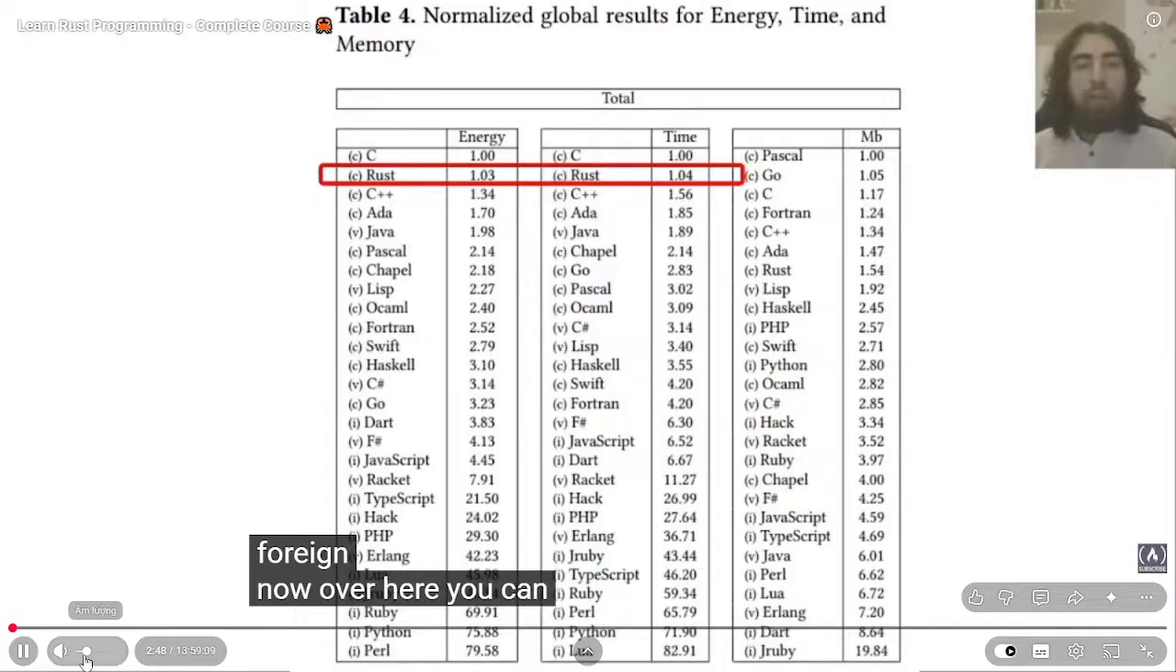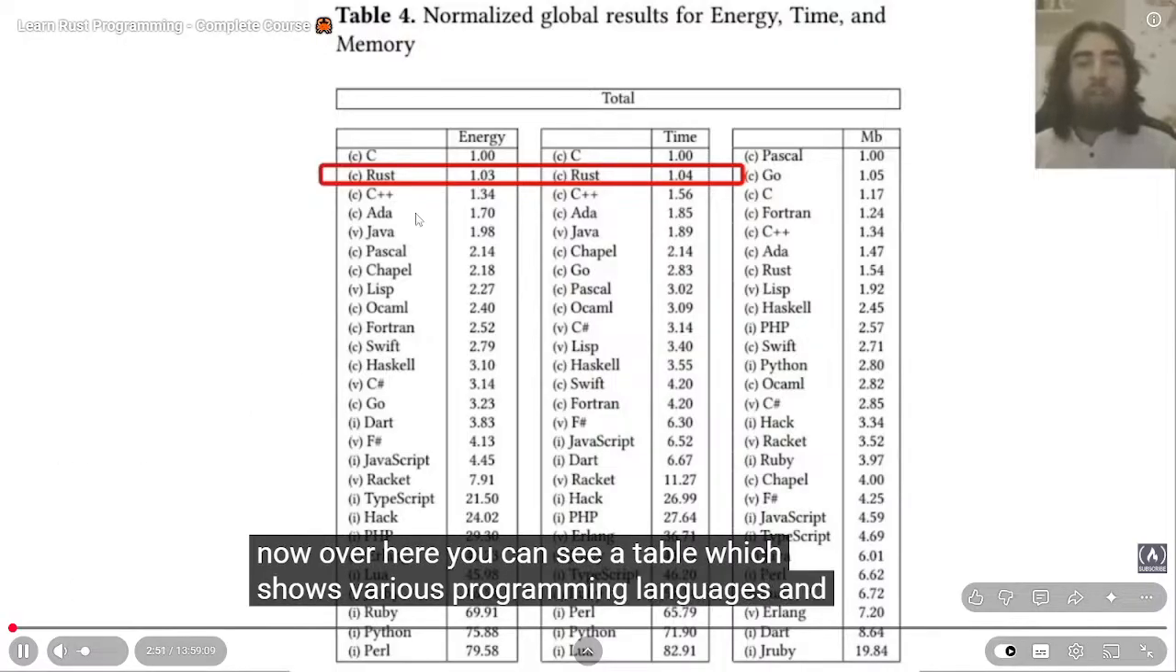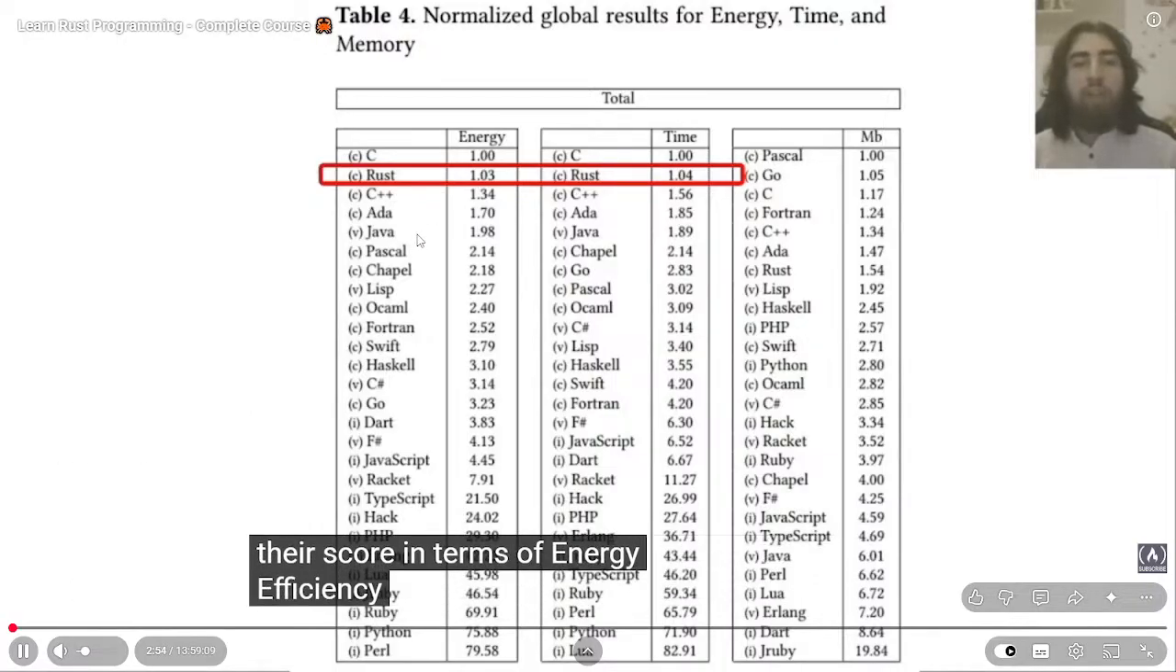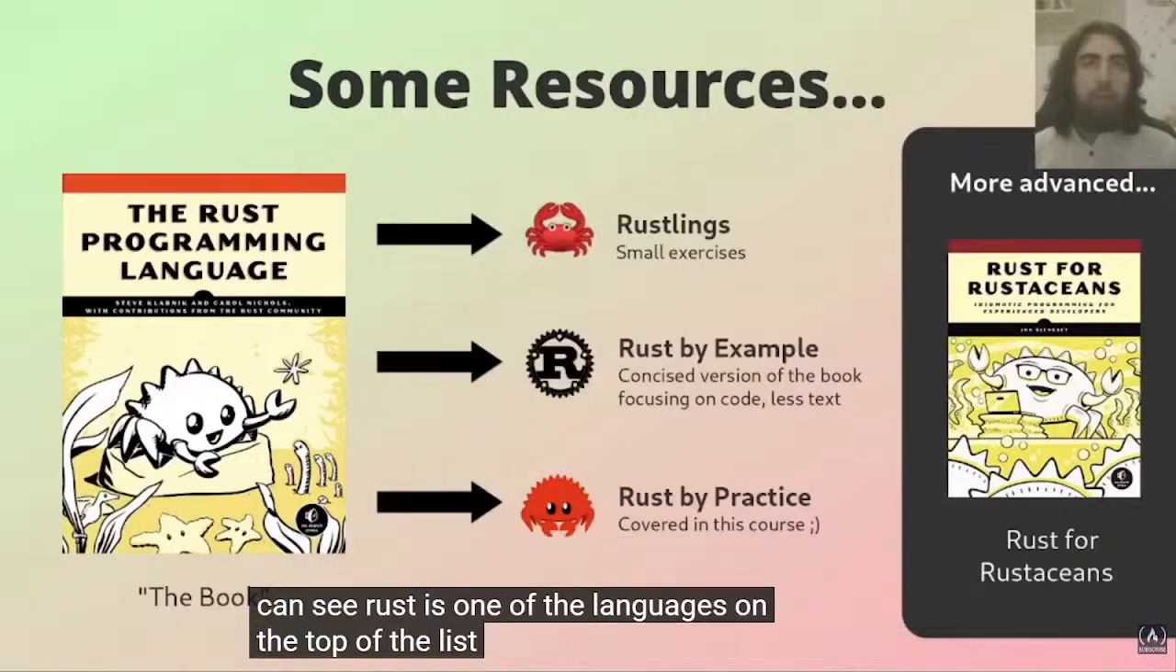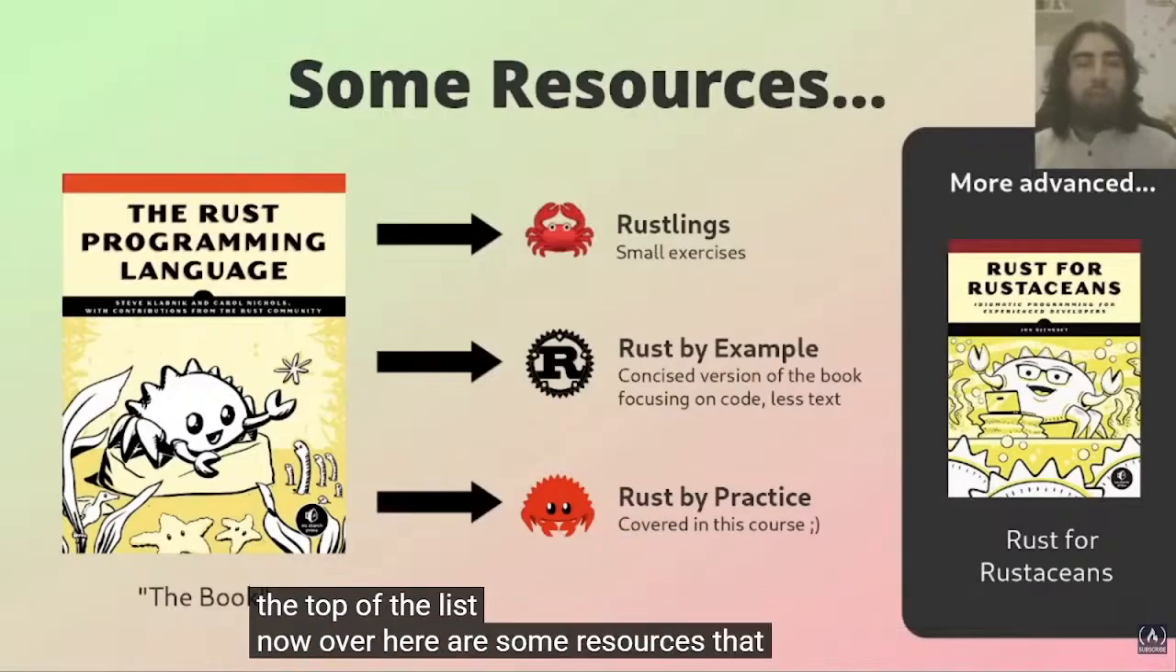Over here you can see a table which shows various programming languages and their score in terms of energy efficiency and execution time. And as you can see, Rust is one of the languages at the top of the list.